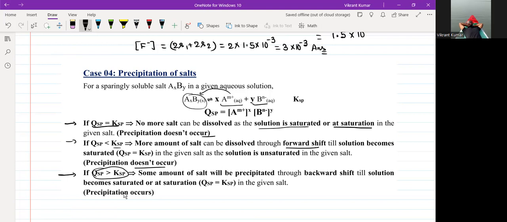So if they ask in which case precipitation will occur, we find the comparison between Q and K. If Q is coming greater than K, then we say it will have precipitation. Is it okay? Simple, right? That's the whole story, and we'll do questions on this. Anyone having any doubt? Okay, let's stop here.